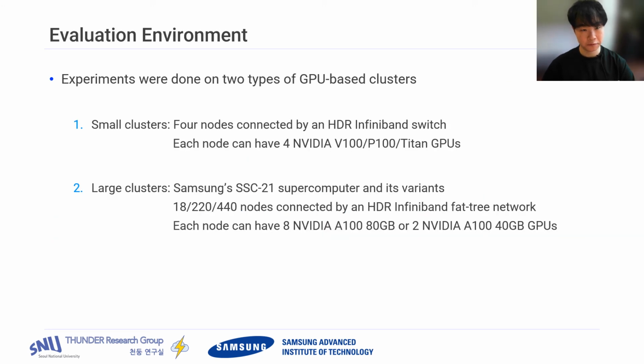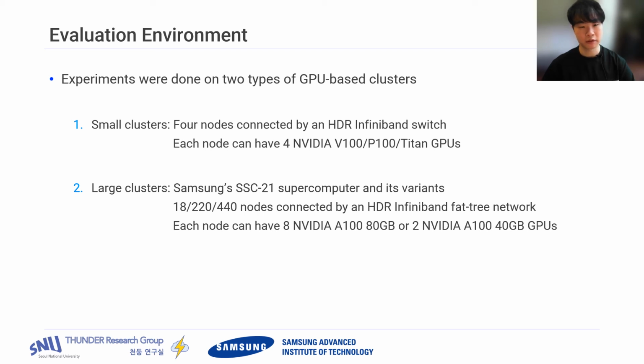The evaluation of SnuHPL is done on two types of GPU-based clusters. The first type is small clusters. Each small cluster consists of 4 nodes connected by an HDR InfiniBand network and can have 4 NVIDIA V100, P100, or Titan GPUs. Small clusters have various node configurations to test how well SnuHPL performs on clusters of heterogeneous GPUs.